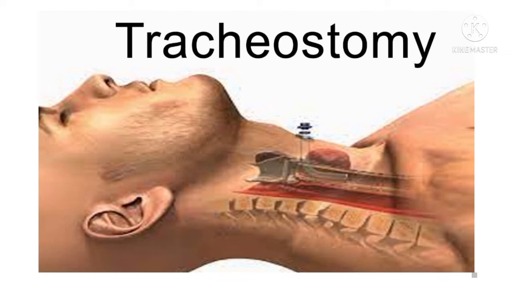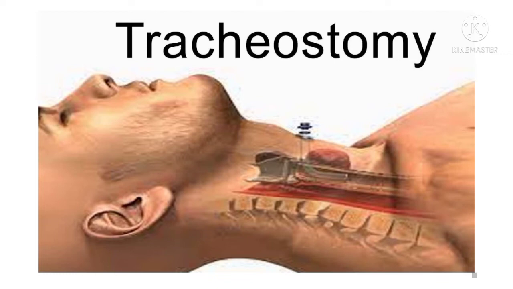Pretracheal muscles are split at the midline. Make a transverse incision 1 cm below the cricoid or over the second tracheal ring. Incision length is 2 to 3 cm. Blunt dissection of subcutaneous tissue is done transversely and retracted until the thyroid isthmus is identified.